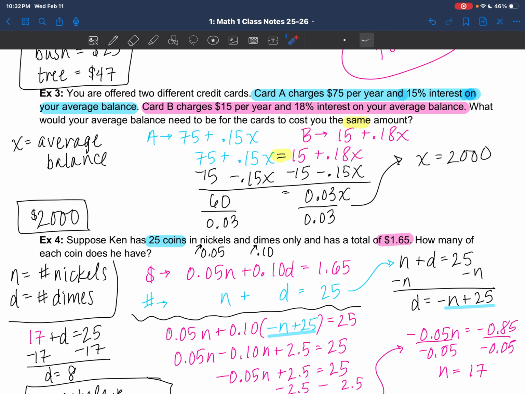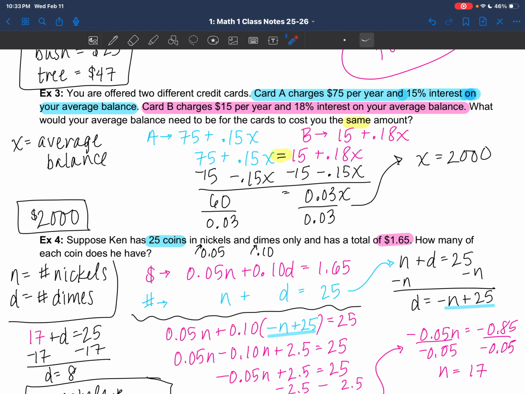So first let's translate. Card A is 75 plus 15%. So remember, we write that as a decimal. Interest on the average balance. Well, since we're looking for the average balance, that's X is going to be what we're looking for. So I set it up that way. And then for card B, I have $15 plus 18%. And remember, write that as 0.18. And then, like I said, we want them to be the same. So we're going to take both of those cards and equal them.